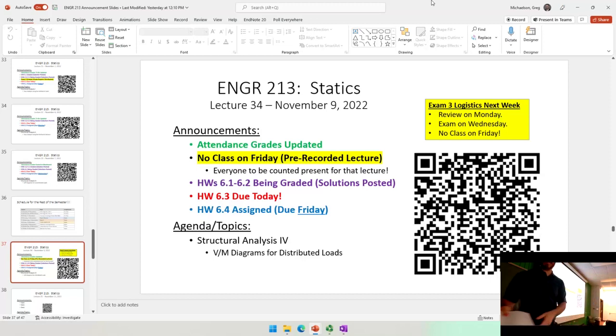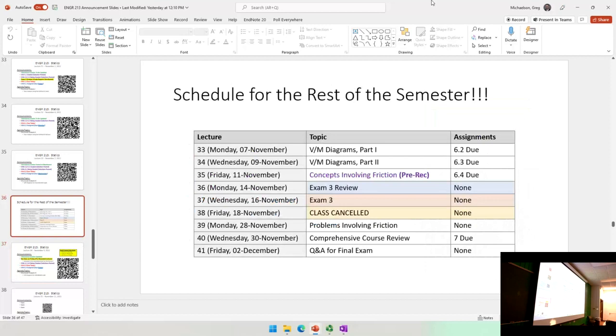Okay, so a couple of housekeeping items. On Friday, we are not meeting, okay? So the way the schedule is going to work is, let me go back a slide just to make sure that everybody's on the same page. Today, we're covering shear and moment diagrams, part 2. We're going to finish our discussion there by looking at how the construction of shear and moment diagrams changes if we're looking at distributed loads instead of concentrated loads. And then Friday, that's going to be a pre-recorded lecture.